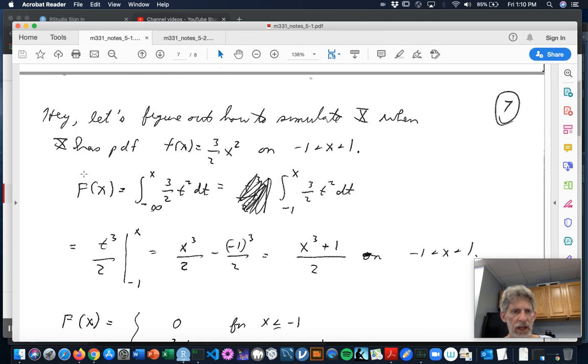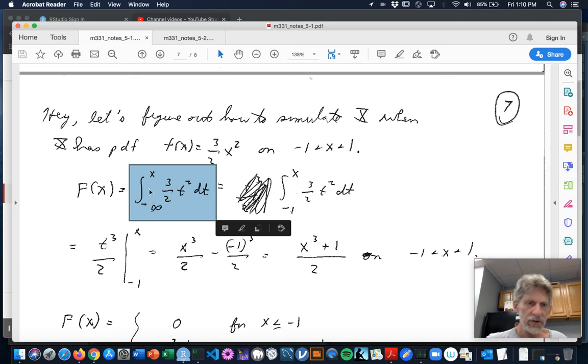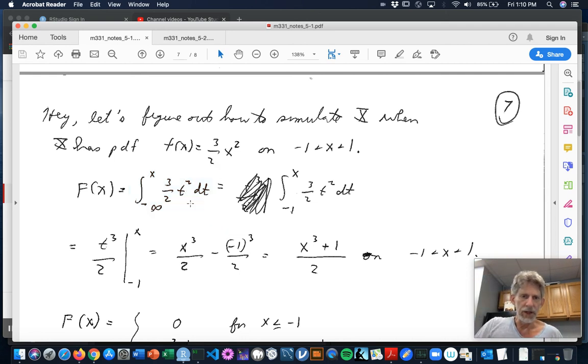So I'll go ahead and get its CDF. And so I integrate -infinity to x. Oops, that's wrong. That should say -infinity to x, little f of t dt. I'll change that. But the support is only from -1 to 1. And so I only have to go from -1 up to my x. And on that support, it's 3/2 t squared.